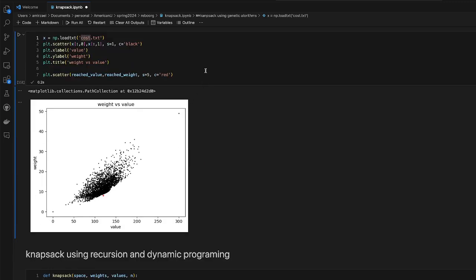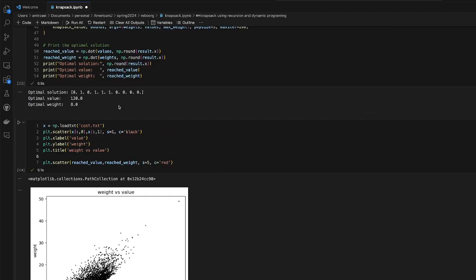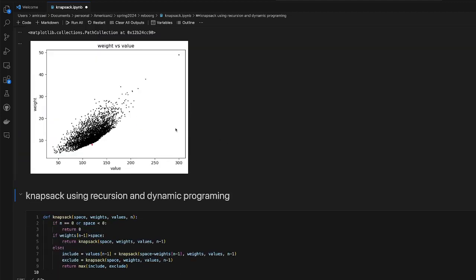If I run it again, you see it gives us a different set of points, but it still reached the same value that we reached with the first method. This is not a general rule that these two would always be the same, but both of them are able to give us a good solution, one that does not violate the constraint and at the same time gives us a good value, the maximum value that we can fit in the knapsack.